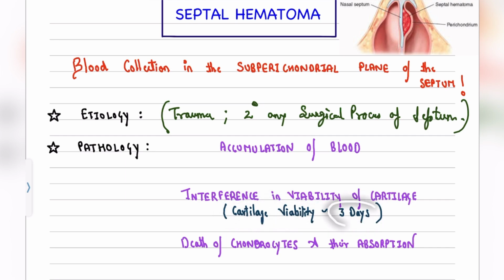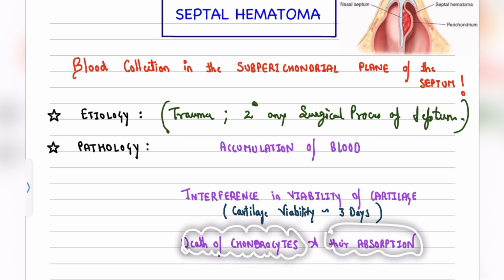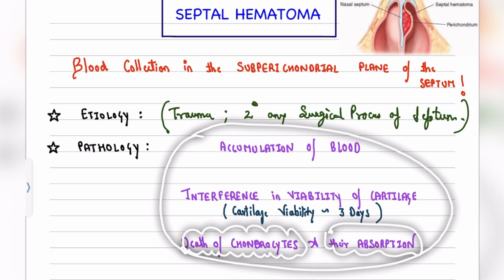viability stays normal for around 3 days. But after 3 days, if there is no treatment of septal hematoma, there is rampant death of chondrocytes and their absorption, leading to tissue necrosis. All right, so this becomes the pathology of septal hematoma.